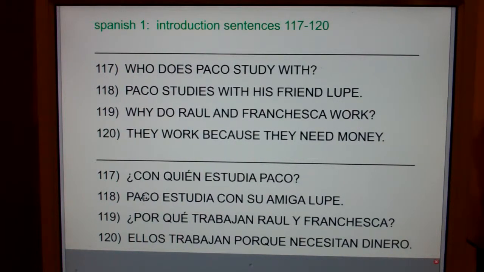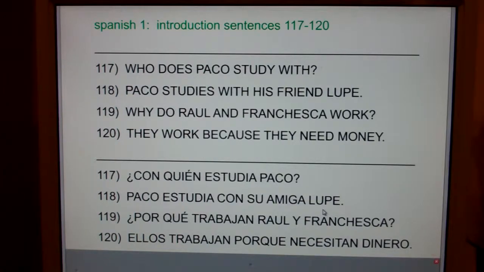All right, now, Paco studies with his friend Lupe. Everybody say Lupe. Lupe is short for Guadalupe. It's a very popular girl's name in Mexico because La Virgen de Guadalupe is the patron saint of Mexico. So in Mexico, more so than other South American countries, Lupe is a very popular first name. So Paco studies with his friend Lupe.